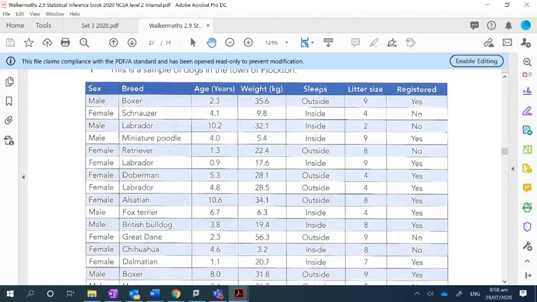How about breed? More boxers than any other? Yeah? That one would be tough, though, if you're doing a comparison with two things, right? So what you'd have to do is pick two breeds to focus on.